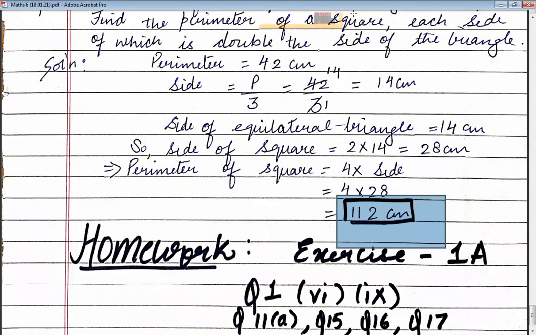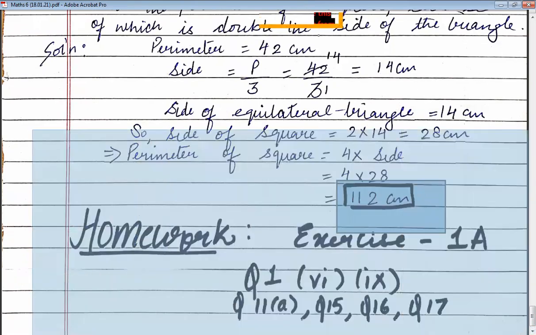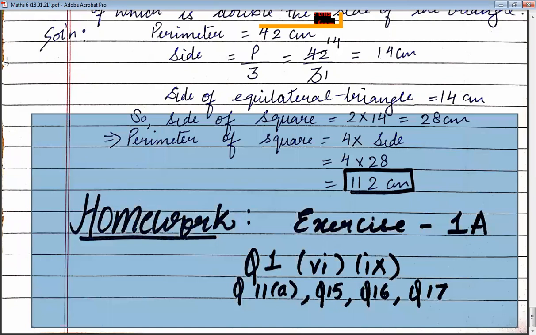Now children, I guess you are clear with today's lesson. Now you are required to do the following questions in your mathematics register. There are only a few questions: question number 1, 6th and 9th part, and then you have to do question 11a part, 15th, 16 and 17. Now children, before trying all these questions, please learn all the formulas given in this assignment. Then only try all these questions.